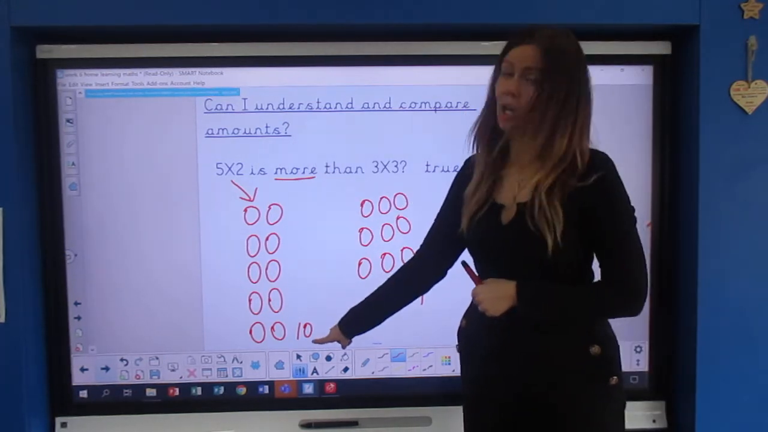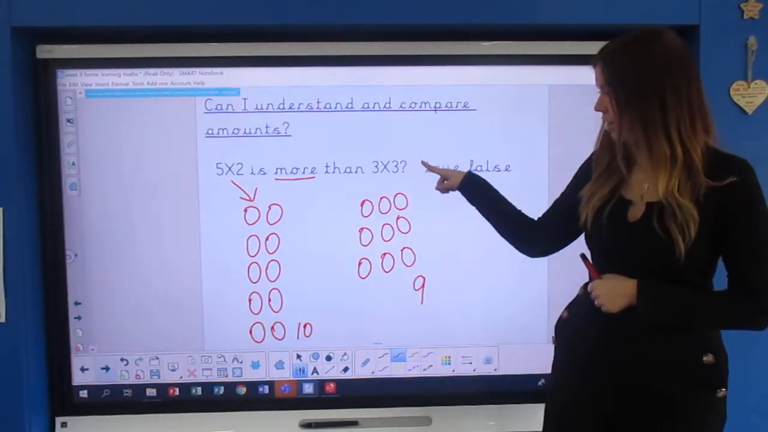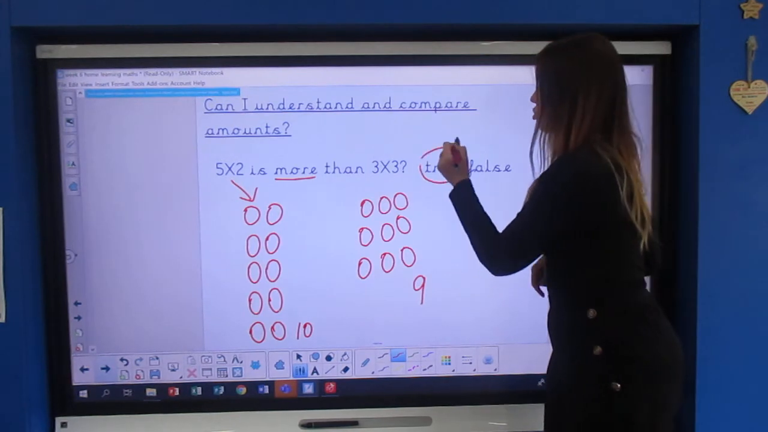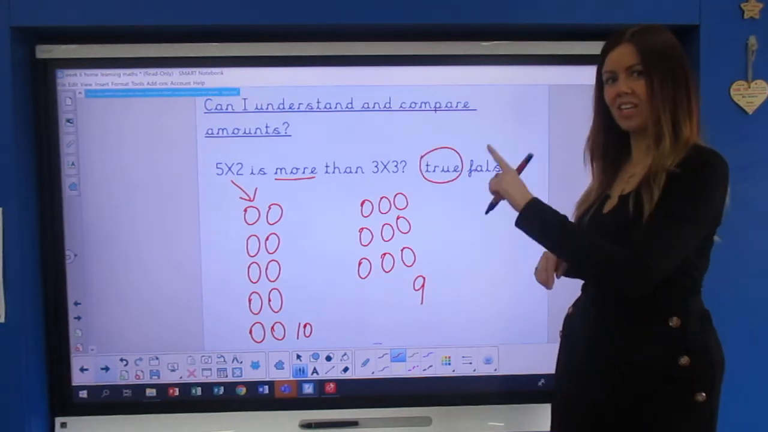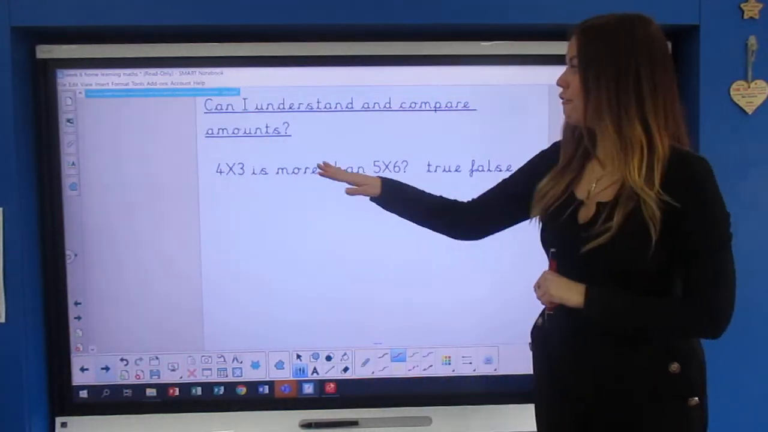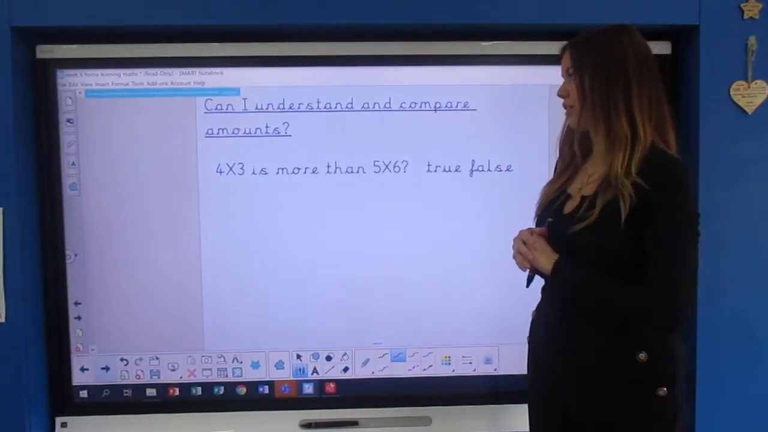Because 5 times 2 will give you 10 sweets. And 3 times 3 will only give you 9 sweets. So it is true. We'll do one more of these together and then I've got some questions for you as a challenge. Okay, 4 times 3 is more than 5 times 6.